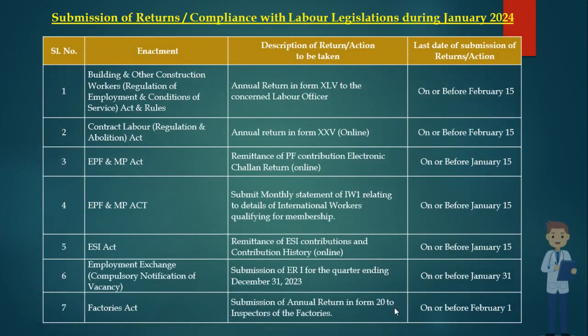Submission of returns, and compliance with labor legislations during January 2024. So now we have made a list of items that have to be complied by the employers and the employees, varying in the situations. In the very first one, we have the annual returns that are to be filed in Form 45 to the concerned labor officer under the Building and Other Construction Workers Act and Rules. The last date for doing the same is on or before February 15th.